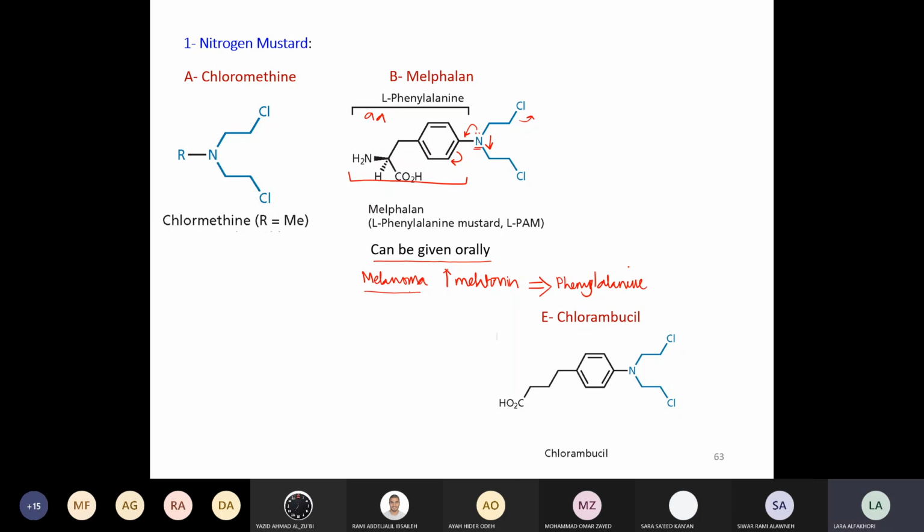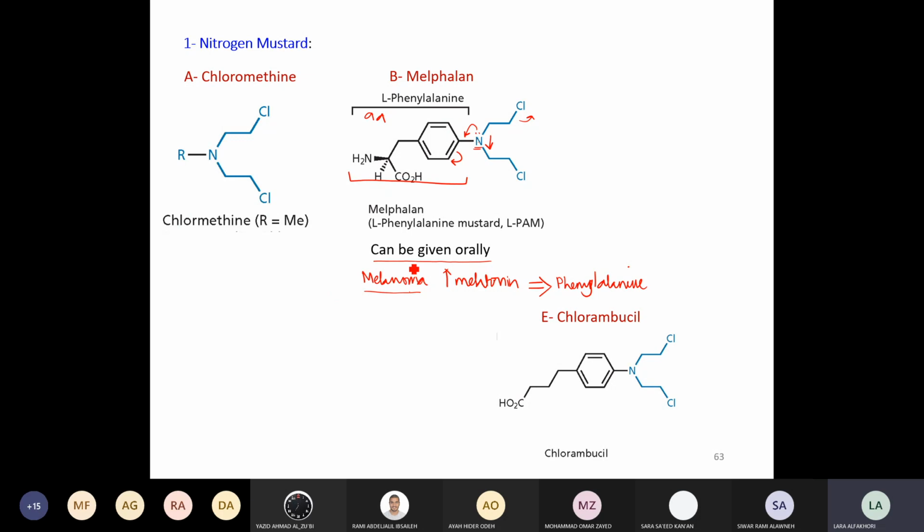But what studies have shown later, it's a very nice rationale for the design, but what they found out later is that actually this is not specific, or this drug does not concentrate or selectively distribute in melanoma cells. In other words, it's not selective for melanoma cells as proposed.